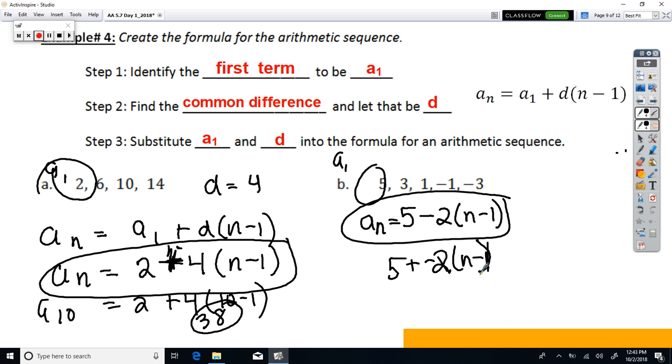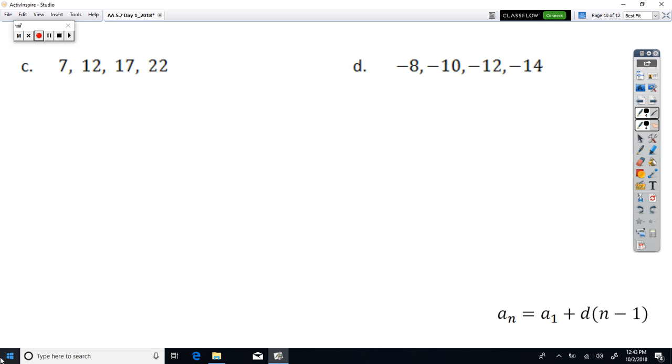Okay, so you guys can try C and D. No, you can just find A. I just wanted to show one example of that. I don't think it said you had to. You don't have to find a sub 10 for all of these. Just find a sub n for your general equation.